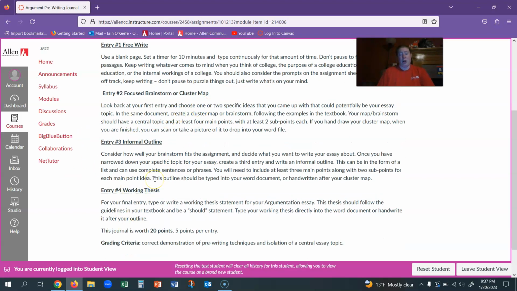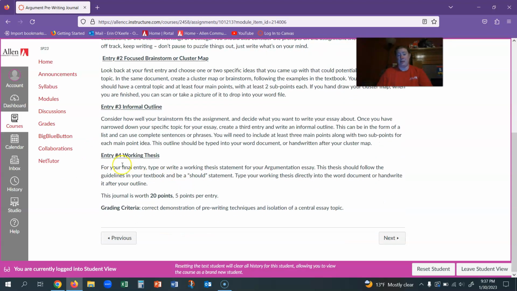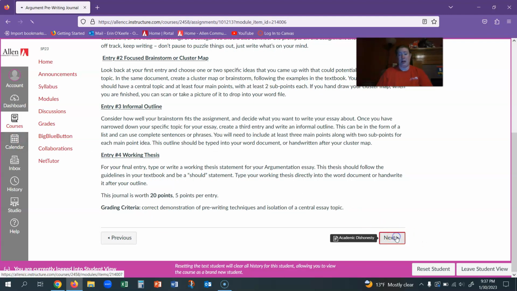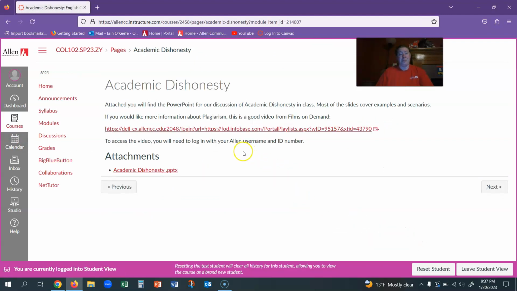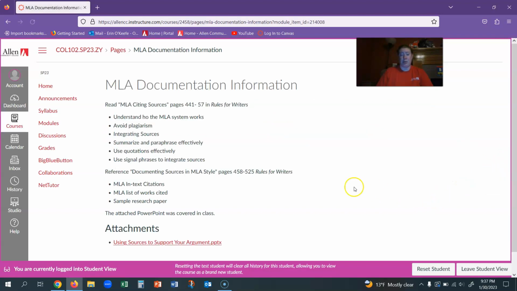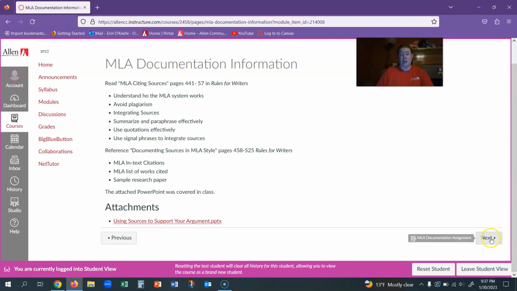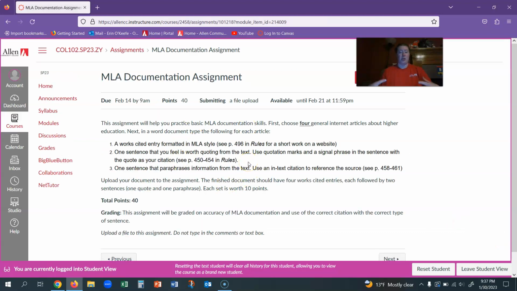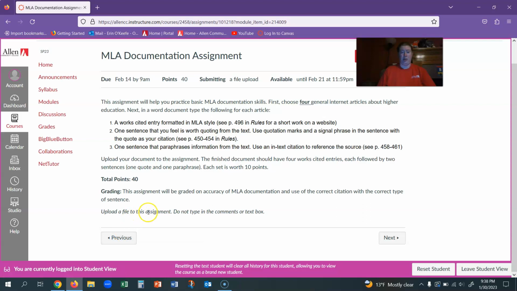Entry 3 and 4 are going to be more specific to your essay, and we will work on those in class in the next week, because I'll talk about the thesis statement and then how to organize your ideas. So that is one of the assignments to be working on. The other thing I want you to be thinking about is this documentation assignment. So there's documentation information. Those are new pages from our new textbook, as well as the rules for writers, obviously, that we have already looked at.